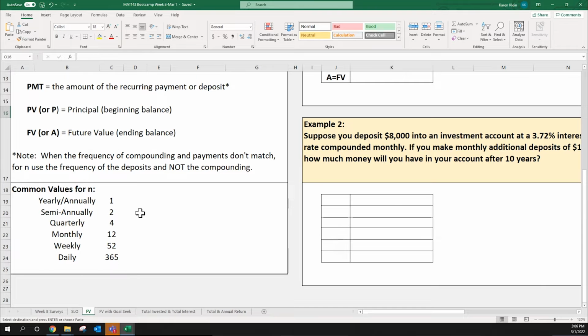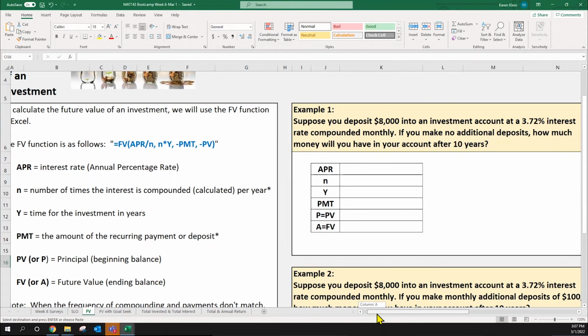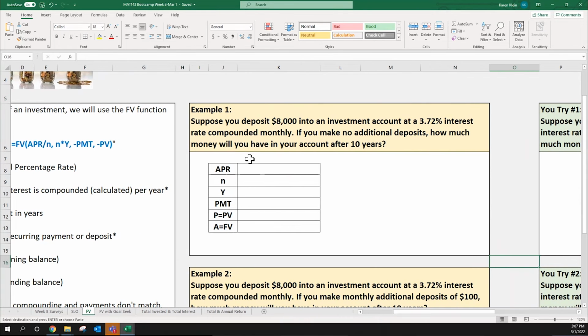And if you have started your Desmos lesson, you probably have already seen this information listed. So let me show you how this is going to work. Basically, we're going to read our scenario and extract all of the inputs that we need in order to calculate our future value. So let's start by reading and extracting the information. Suppose you deposit $8,000 into an investment account at 3.72% interest. It is compounded monthly. If you make no additional deposits, how much money will you have in your account after 10 years?